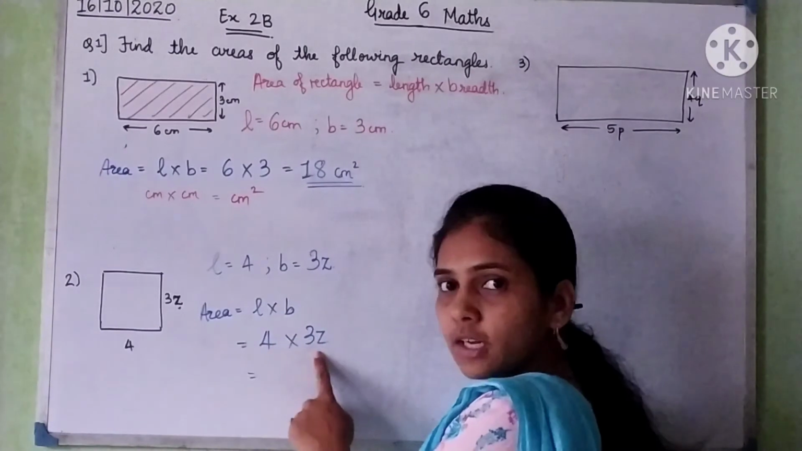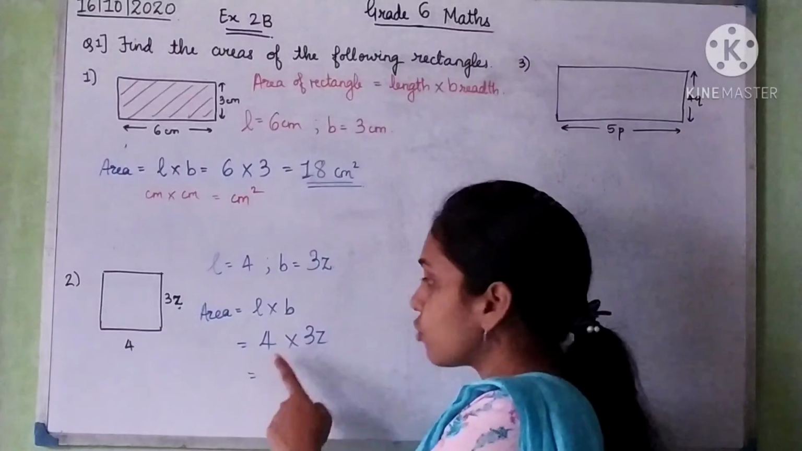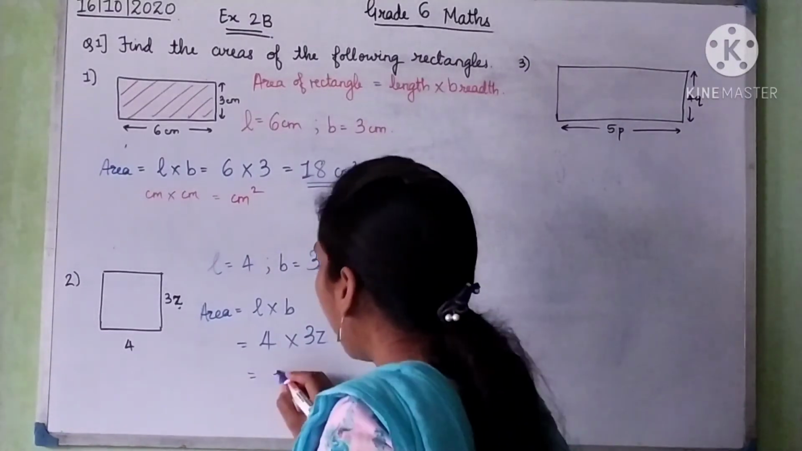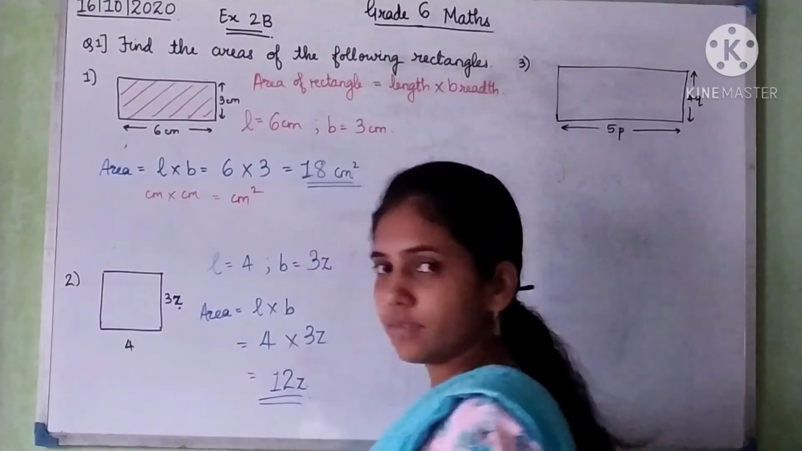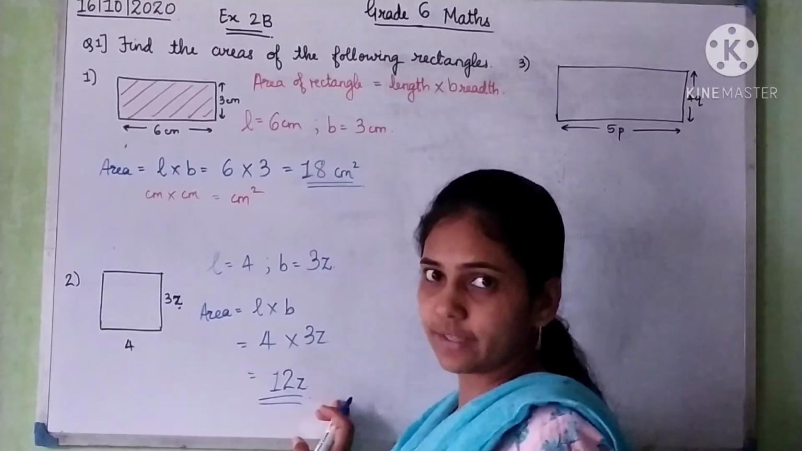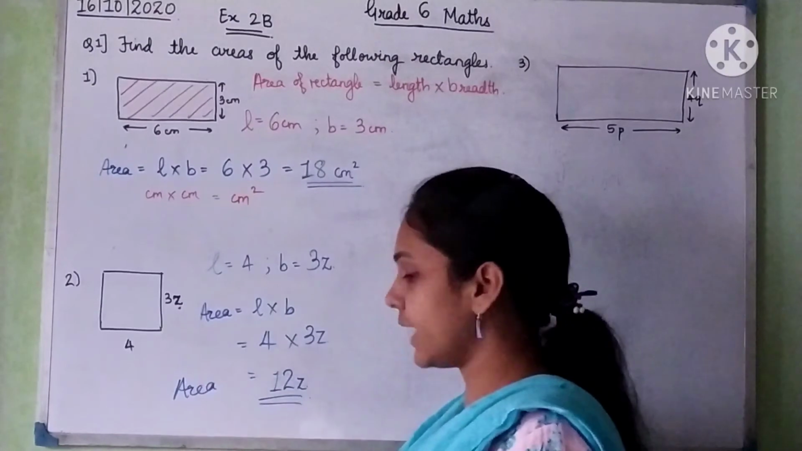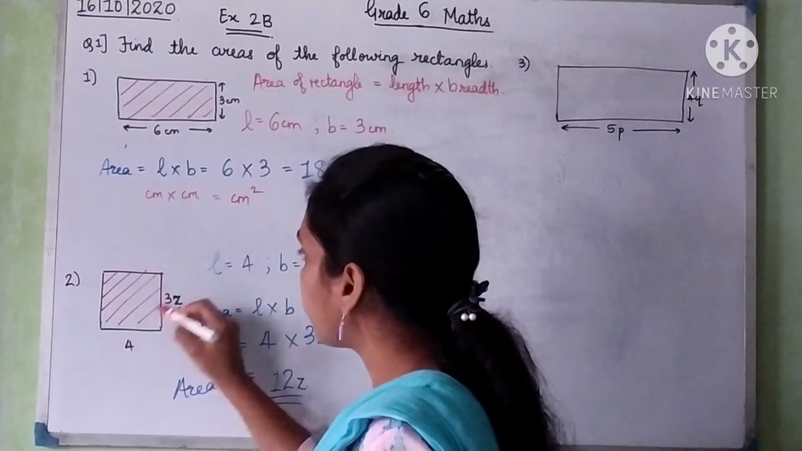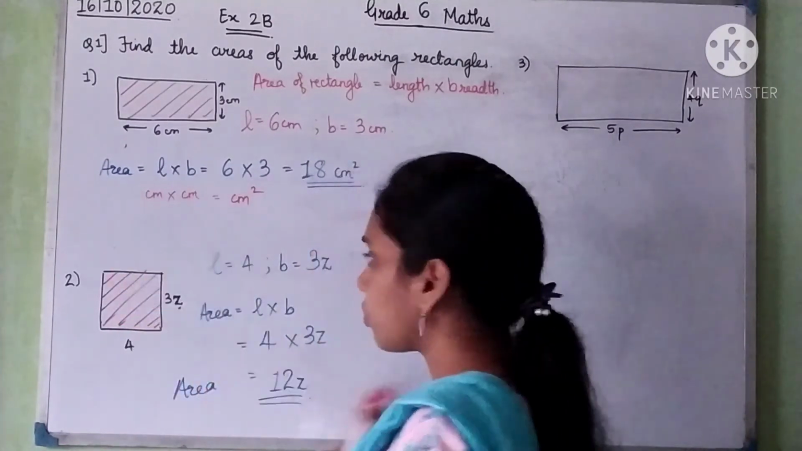4 into 3 gives me 12 and Z is alone, so we will write Z also. So 4 into 3Z becomes 12Z. 4 into 3 is 12 and Z will remain as it is. So this becomes 12Z. Okay. So the area of this rectangle is 12Z. Area of this rectangle means this much portion that the rectangle covers of the total space.